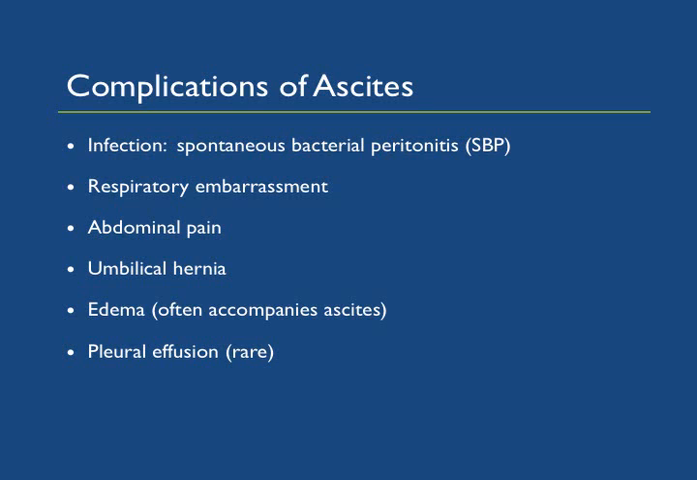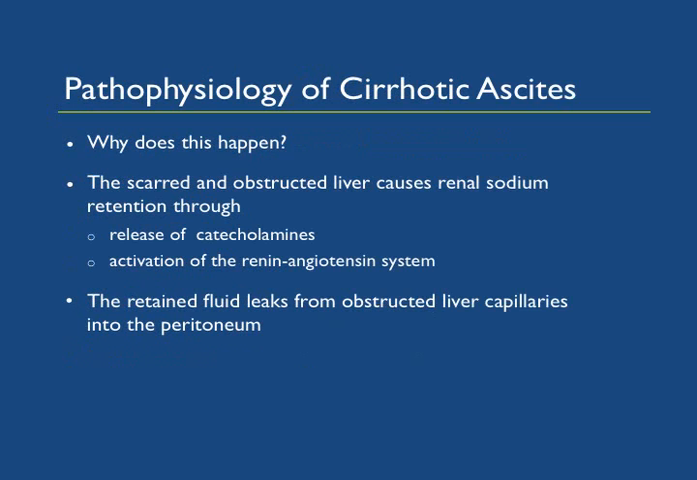Infections, specifically spontaneous bacterial peritonitis or SBP, respiratory embarrassment, abdominal pain, umbilical hernia, edema, which often accompanies ascites, and pleural effusions, although those are less common. Let's look at the pathophysiology of cirrhotic ascites and why this happens. The scarred and obstructed liver causes renal sodium retention through release of catecholamines and activation of the renin-angiotensin system. The retained fluid leaks from the obstructed liver capillaries into the peritoneum.